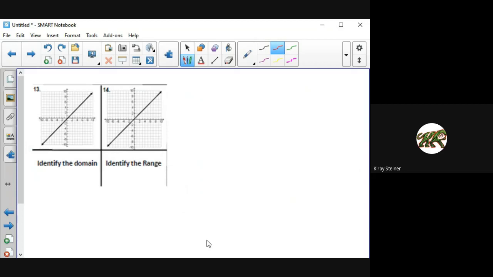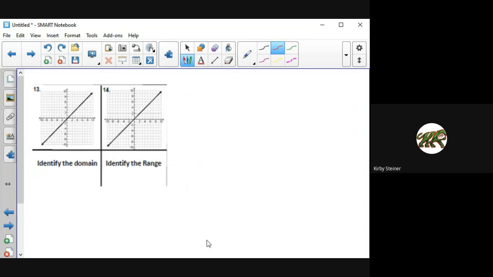Now, the range could still be restricted depending on the type of function it is. For example, a sine function is only going to vary between a specified range, and a quadratic function as well. However, linear functions are going to go forever up and forever down. So in this case, our range is also going to be all numbers. The domain and the range for this function is going to be all numbers.